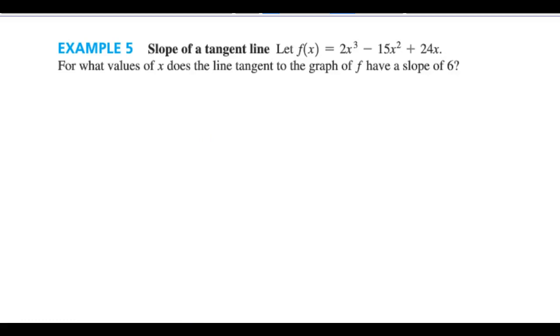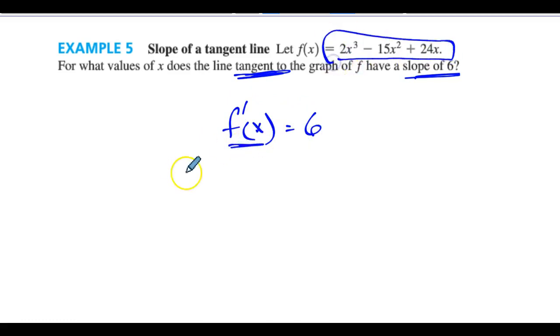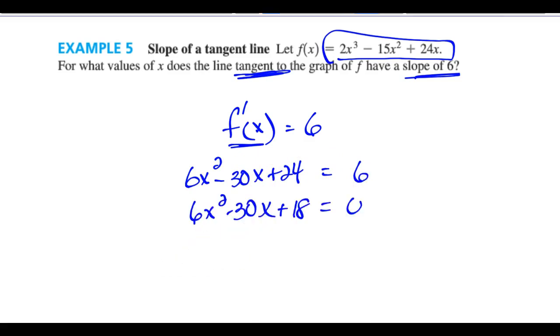So on the last problem, we were finding horizontal tangent lines, and that's when the slope of the tangent was equal to 0. This one says find the tangent when the slope is 6. So I'll just set the derivative equal to 6. Let's go find the derivative of this function, which is 6x squared minus 30x plus 24, and set it equal to 6. Next, we'll factor out 6, leaving me with x squared minus 5x plus 3.